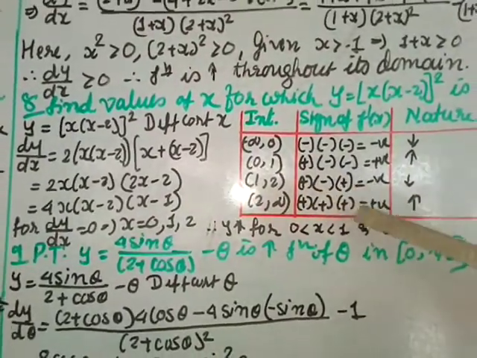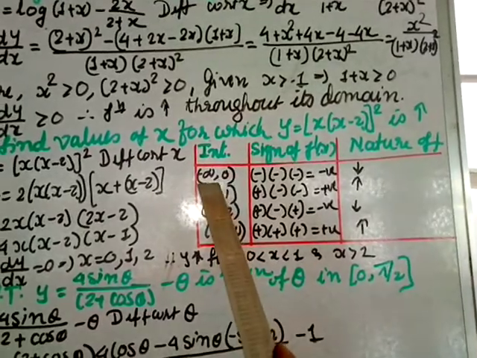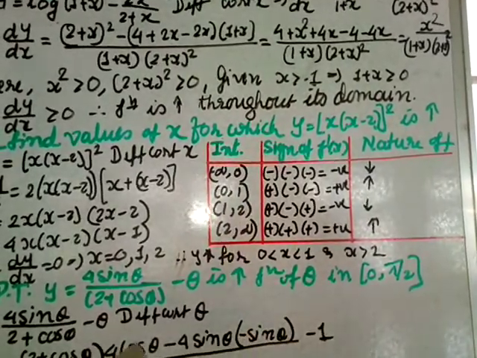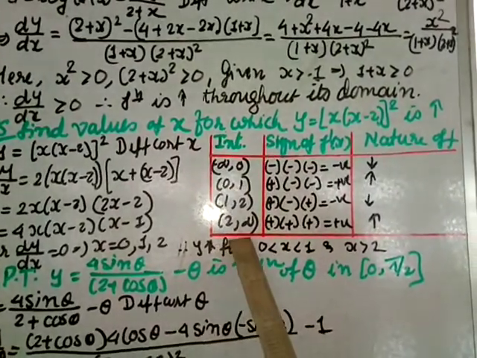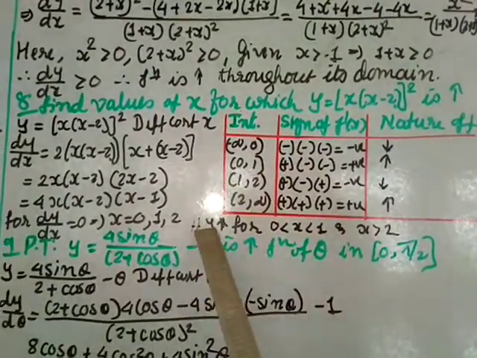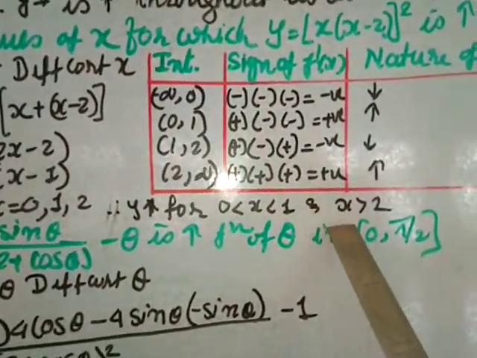function. So we can say it is increasing in 0 to 1 and 2 to infinity, and decreasing in minus infinity to 0 and 1 to 2. So you have to find the values where it is increasing. So 0 to 1 it is increasing, and 2 to infinity. So I have written here, therefore y increases for 0 less than x less than 1 and x greater than 2.